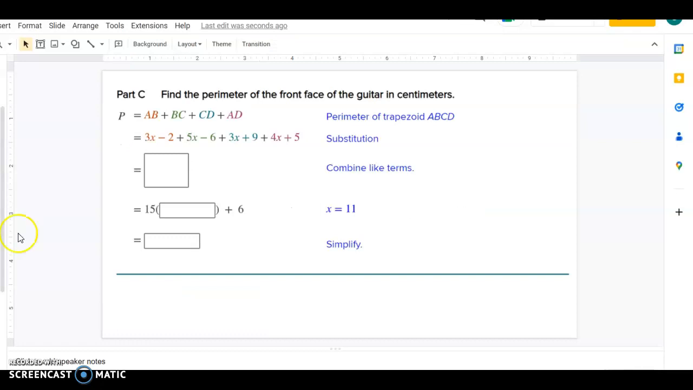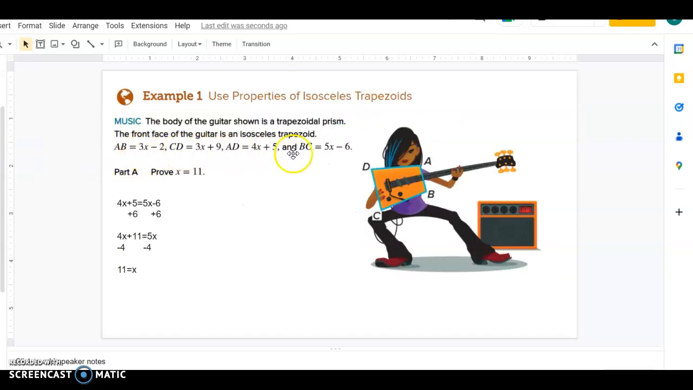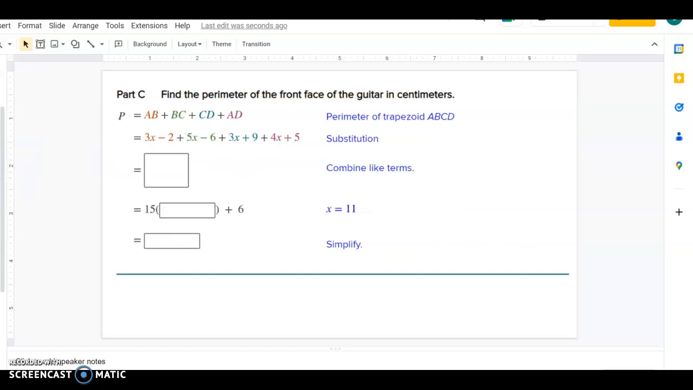Now part C, to find the perimeter of the front of the face, this is the part that you will use when you're older. You will find perimeter of things. So you would add those two bases and the two legs all together. They gave me all of these. So if I go back up here, remember how they gave us each of the side lengths? Those are all right here. They match up with the colors.